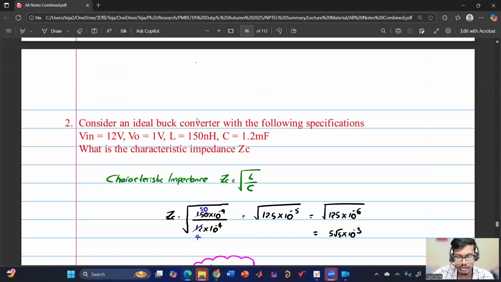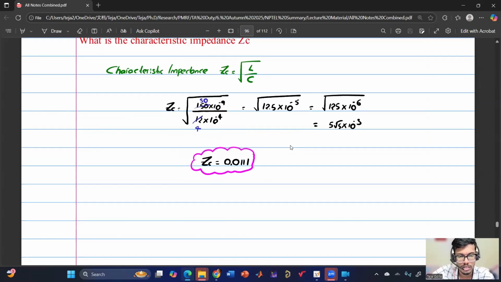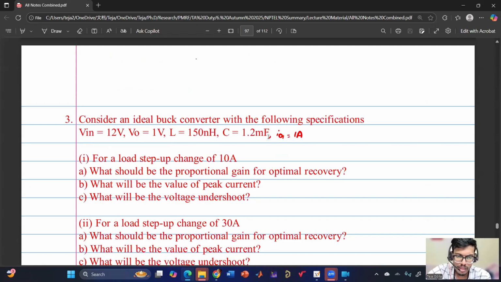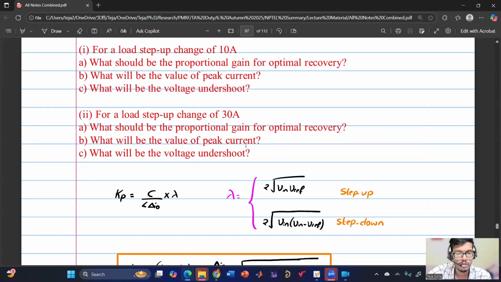And then we have started solving a few problems, and in the problems I have tried to explain the concept. So characteristic impedance is nothing but square root of L by C. Once we got this, we moved to another problem. Here what we have asked is, for a load step change, what will be the proportional gain for optimal recovery? What will be the value of peak current? What will be the voltage undershoot?